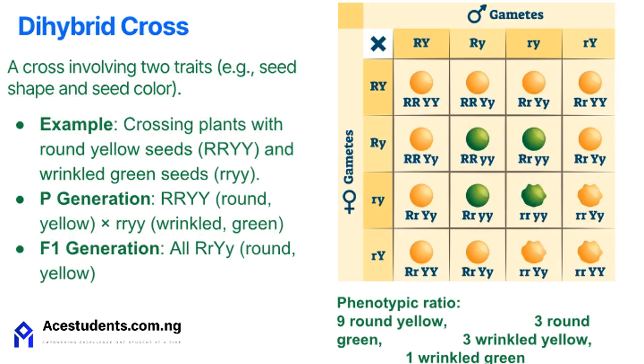A dihybrid cross involves observing the inheritance of 2 traits simultaneously. In this example, we cross plants with round yellow seeds, RRYY, and plants with wrinkled green seeds, rryy. The parental, P, generation consists of 1 plant with round yellow seeds and 1 with wrinkled green seeds. When these plants are crossed, the first filial, F1, generation produces all round yellow offspring, RrYy, demonstrating the dominance of the round and yellow alleles. Allowing the F1 generation to self-pollinate results in a second filial, F2, generation with a phenotypic ratio of 9 round yellow, 3 round green, 3 wrinkled yellow, and 1 wrinkled green, as illustrated by the Punnett square.